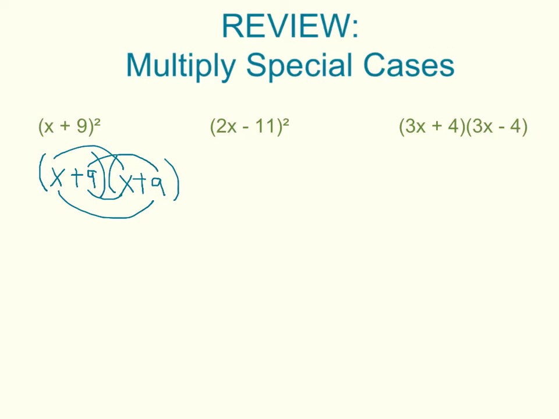or if you remember the special pattern, when you have a binomial squared, you take the first term and square it, so x squared. Then you have to multiply these two together and double it, so 9 times x is 9x, and then double it is 18x. And then square the second term, 9 squared is 81.